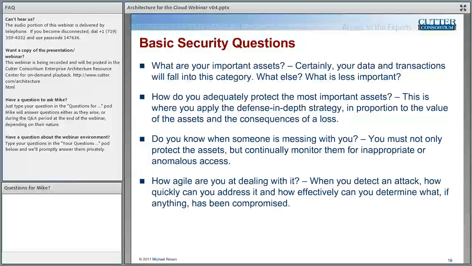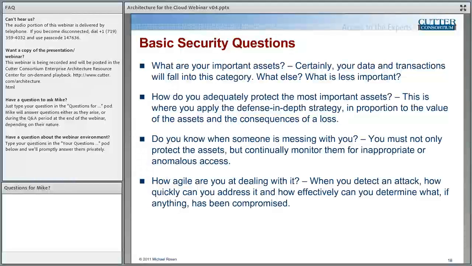So we want to ask some basic security questions. What are our important assets? And then how do we adequately protect those assets? So we want to have some defense in-depth strategy. We want to understand the strategy that our service provider has. The next two questions are, how do you know when someone is actually messing with you? It's not enough to protect your assets because those protections are going to get broken. You need to know when those things are broken. And then finally, how agile are you at dealing with it? When an attack is detected, can you stop it?